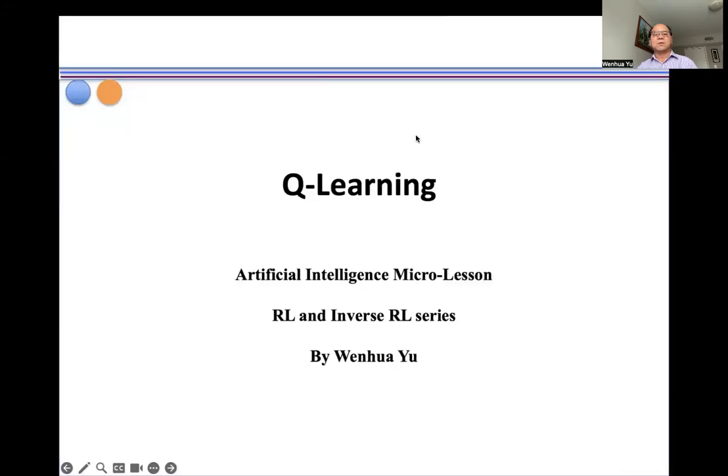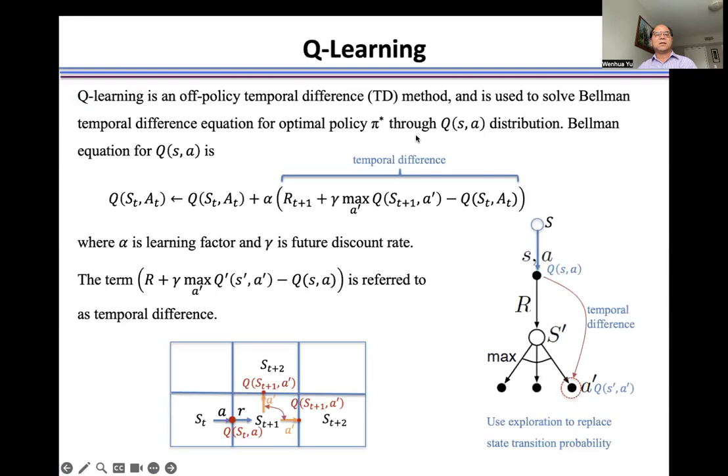Now I introduce Q-learning. Q-learning is one of the most important reinforcement learning methods. Q-learning solves the Bellman temporal difference equation for the optimal policy through a Q distribution. The Bellman equation for the Q value function is written in this formulation.